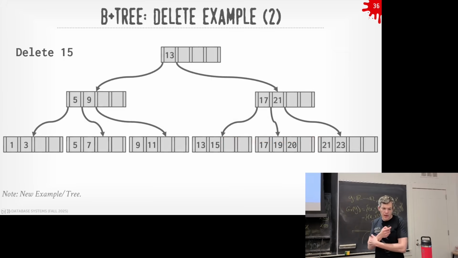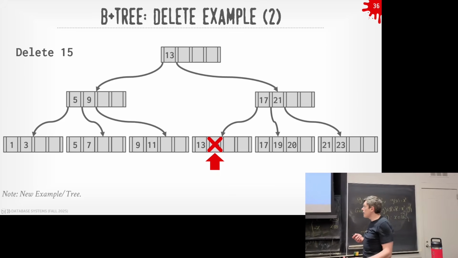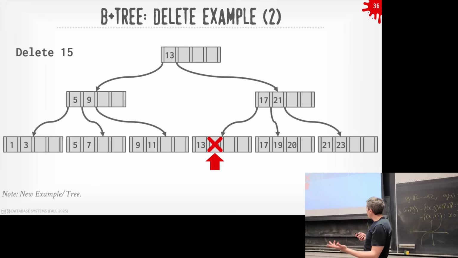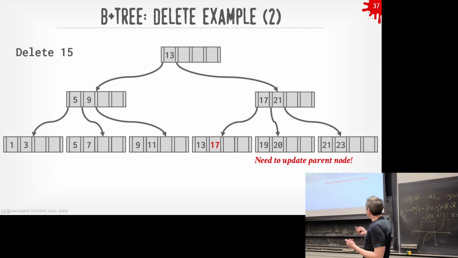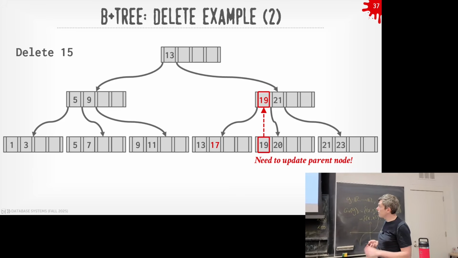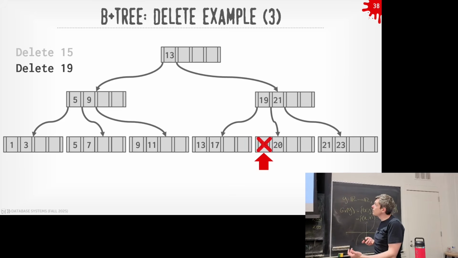All right, let's look at a more complicated example. I'm going to delete key 15 here. When I delete key 15 from this node, the node is less than half full, so I can steal from a rich sibling. Then 17 goes over there. Update the parent to put 19 there, and now everything is correct. That's fine. But now I want to delete 19.